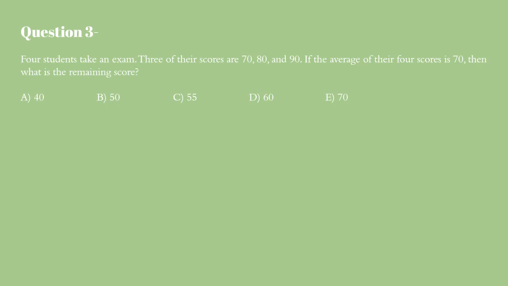Question 3 states, 4 students take an exam. 3 of their scores are 70, 80, and 90. If the average of their 4 scores is 70, then what is the remaining score? All right, we can do this. So 4 students. Let's say student A, B, C, D. Let's say A scored 70, B 80, C 90. And for student D, let's just say their score was D, because we don't know their score yet. That's what we have to find out.